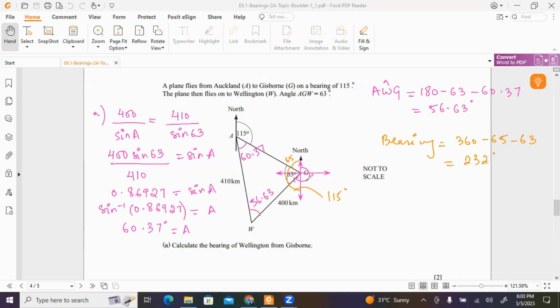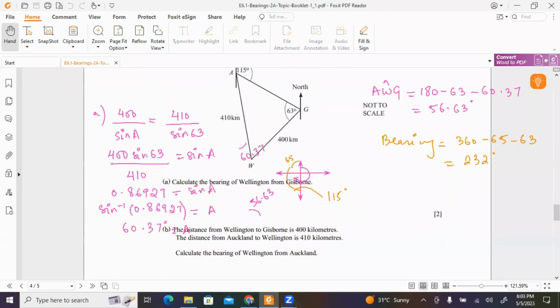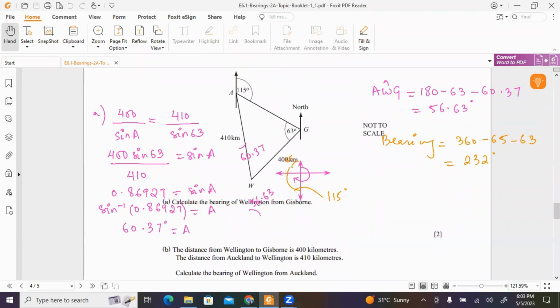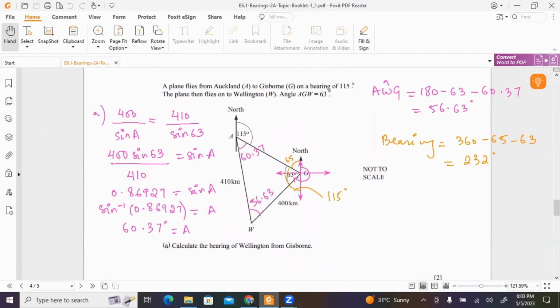W from G. Then if you look at part B, the distance from Wellington to Gisborne is 400. Calculate the bearing of Wellington from Auckland. So now our compass is going to be at Auckland, and Wellington is over there.